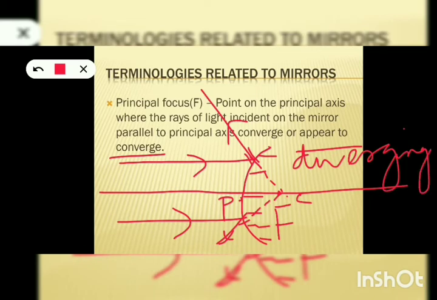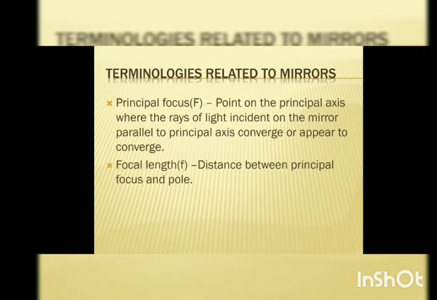So which is our diverging mirror? Our diverging mirror is the convex mirror. Converging mirror is the concave mirror. Diverging mirror is the convex mirror. So what is the nature of a concave mirror? It is a converging mirror. What is the nature of a convex mirror? It is a diverging mirror. Okay, you must not get confused between these concepts. Converging is concave mirror. Diverging is convex mirror. Very important concept.